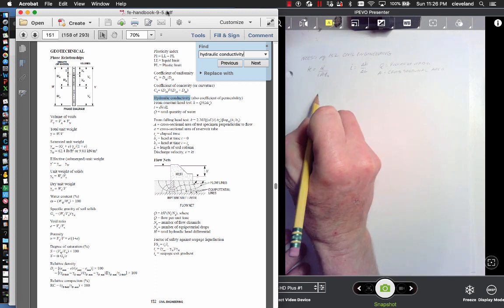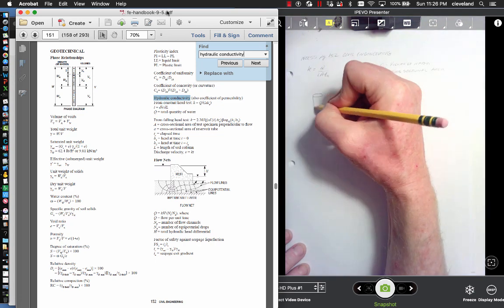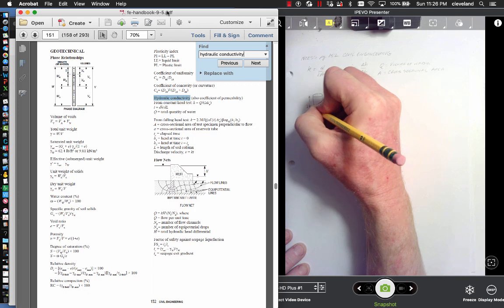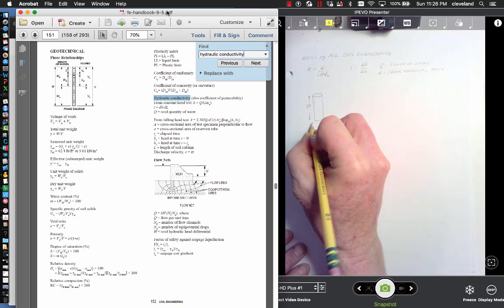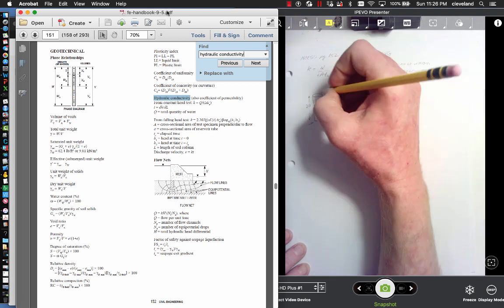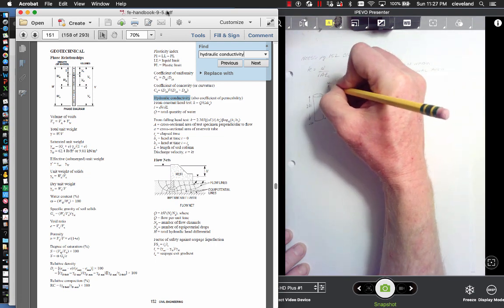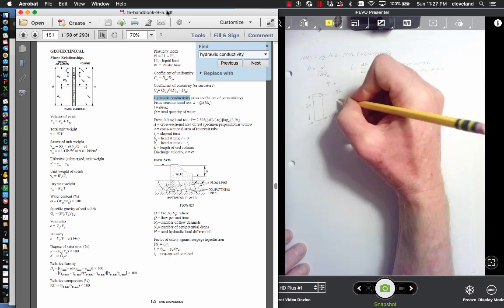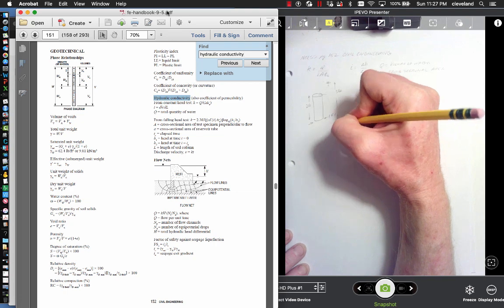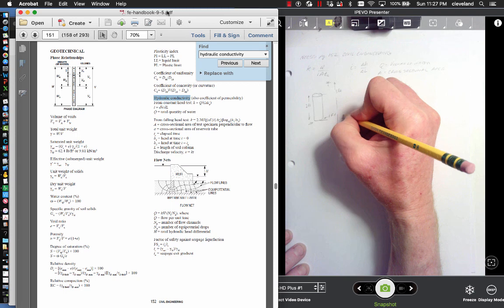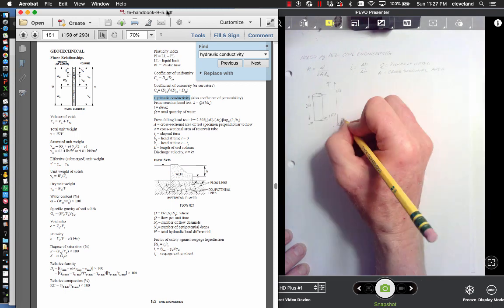Let's draw ourselves a sketch because it's a little easier to see what's going on. So here's our soil column. It's 2 feet tall, base diameter of 1 foot. The head here is 5 feet above some datum. And the head down here is 0.5 feet above the same datum.